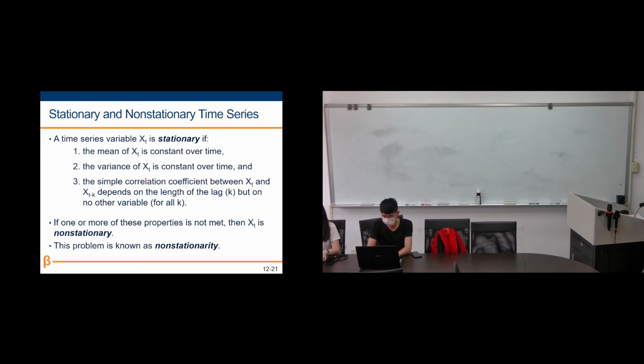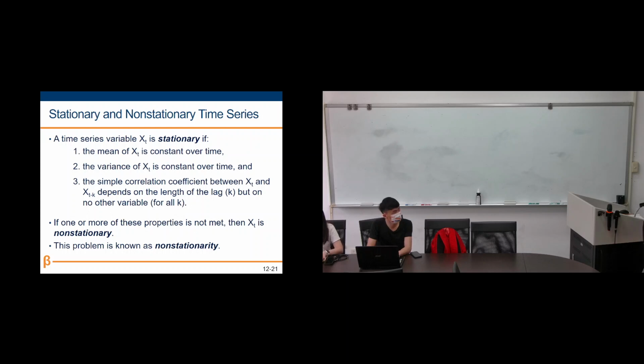Look at the definition of stationarity. A time series variable xt is stationary if the mean of xt is constant over time, the variance of xt is constant over time, and the simple correlation coefficient between xt and xt minus k, where k can be any lag, depends on the length of the lag but on no other variable.